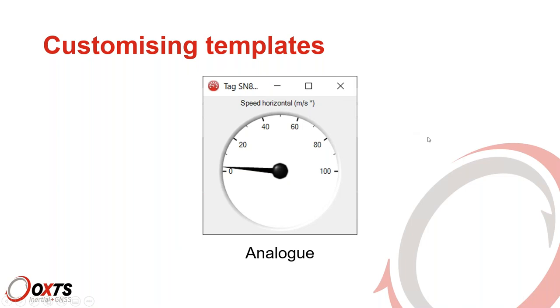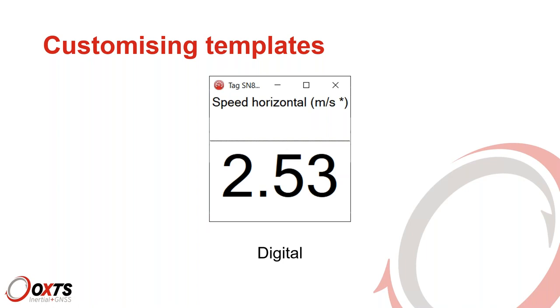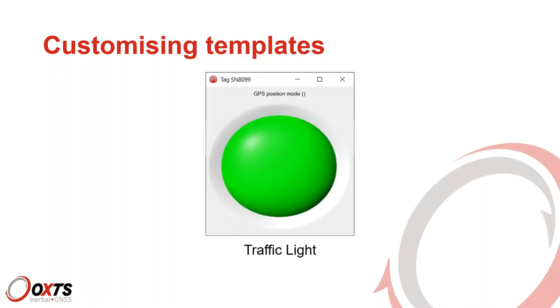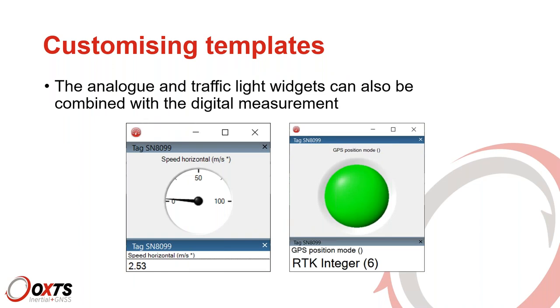So this is the analog. It's just a classic analog measurement, but you can also customize the measurements. The digital is just the number and the actual measurement. And then there's the option of traffic light. It'll just show several different colors depending on what limits you set for it. And then with the analog or traffic light, there's the option of having it automatically combined with the digital measurement, so you can more clearly verify what the actual measurement is.